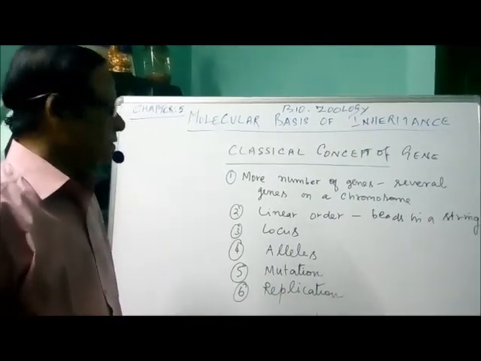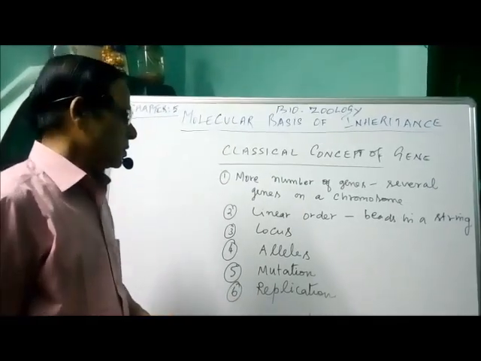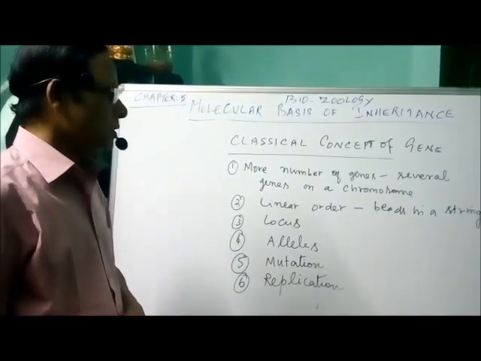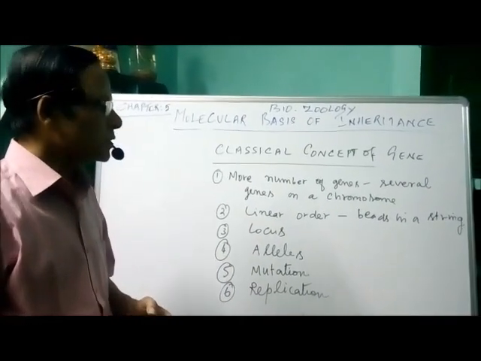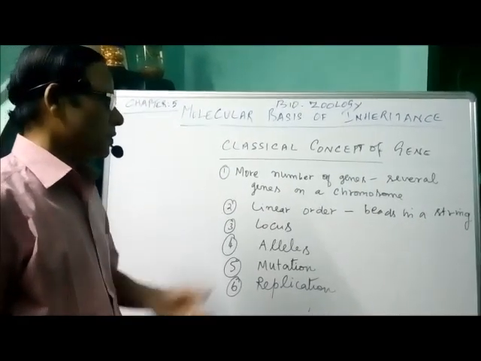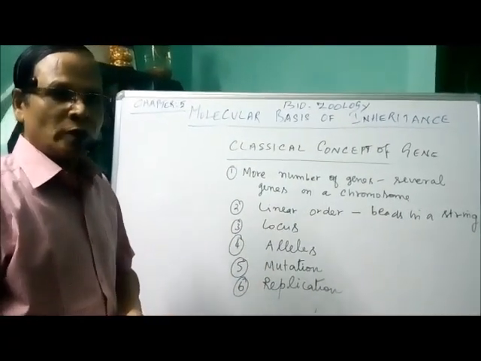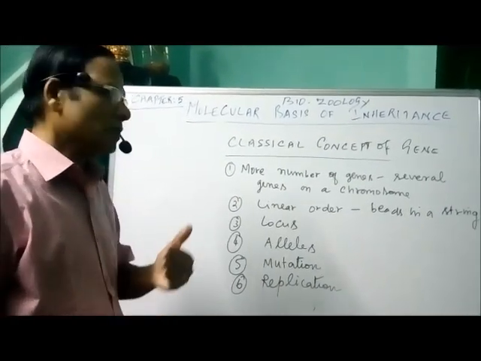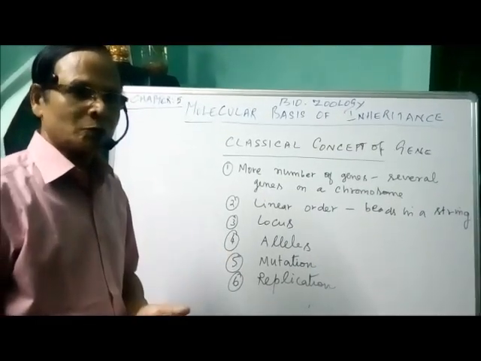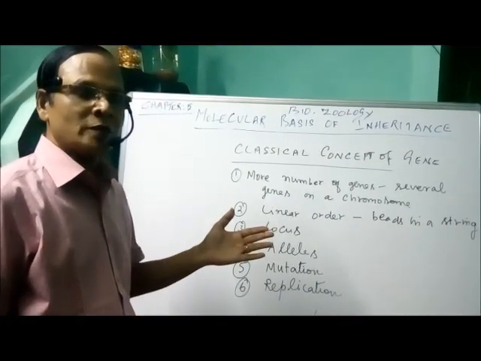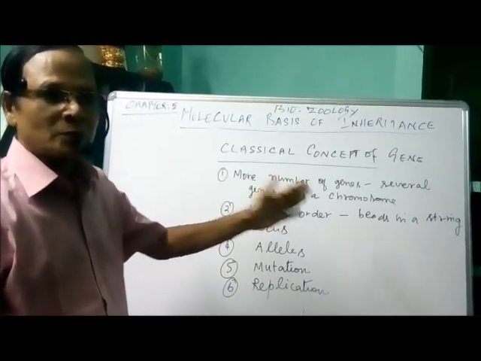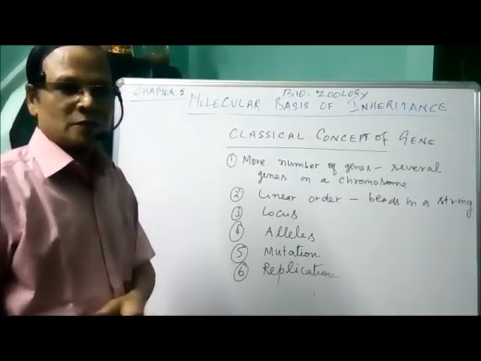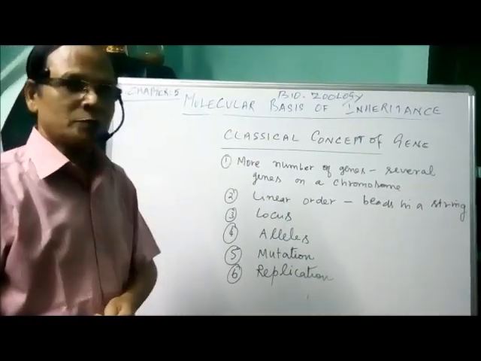The number of genes in an individual cell is more than the number of chromosomes. That means in each chromosome several genes are present. For example, in the garden pea plant, there are 3 genes in the fourth chromosome. In some chromosomes we have 1 gene, but several genes are present in each chromosome. So the number of genes is always higher than the number of chromosomes. These are some of the main characteristics under the classical concept of gene.